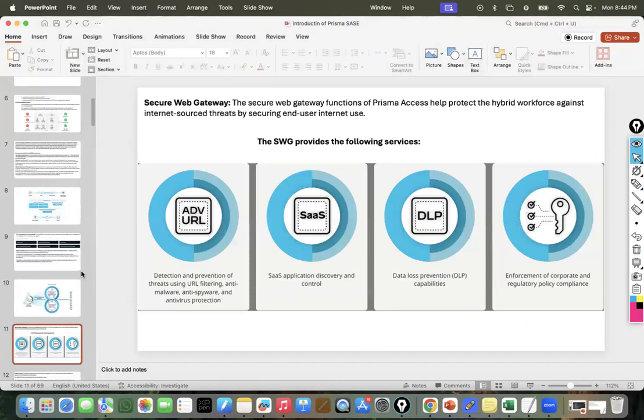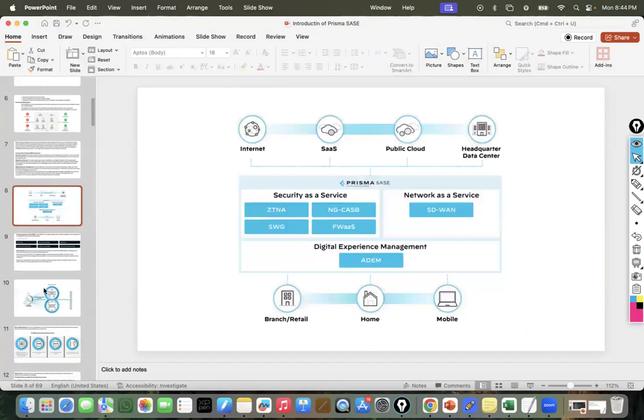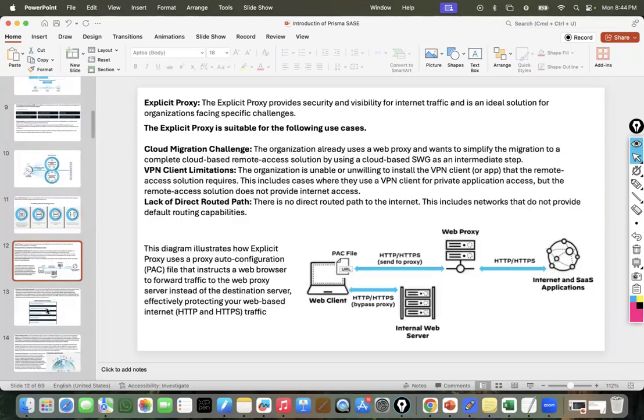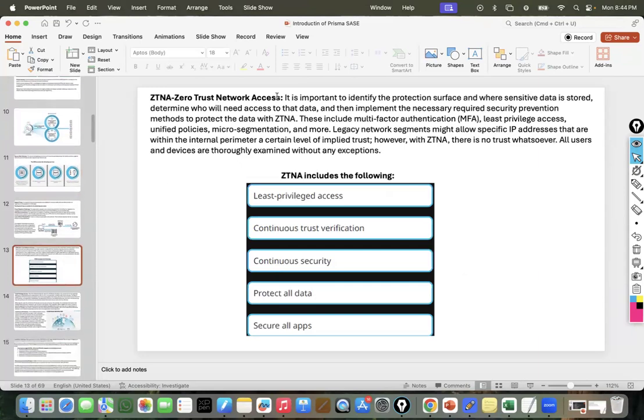But what are these things? Let's do a little bit of a deeper dive. Secure web gateway, we keep talking about the SWG, right? So what is a secure web gateway and how is it going to do that? Secure web gateway is something like advanced URL filtering, if you want to do that, DLP, if you want to do that, SaaS application filtering. Any policy enforcement you want to do, any compliance you want to do, that is also possible.